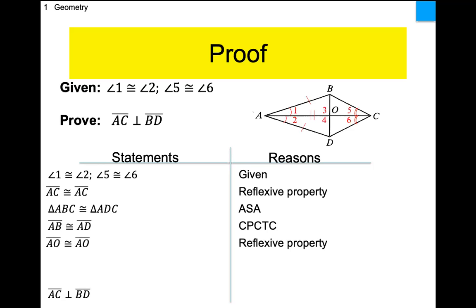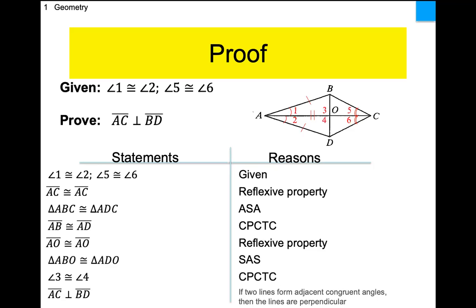Now I get that this triangle right here is congruent to this triangle right there. And remember, our goal was to show that 3 is congruent to 4. Once again, because of CPCTC, and then we're done. If 3 is congruent to 4, and they're adjacent, and they make a straight line, that means they are congruent to each other, and therefore they're 90 because they're supplementary to each other. And we're done.